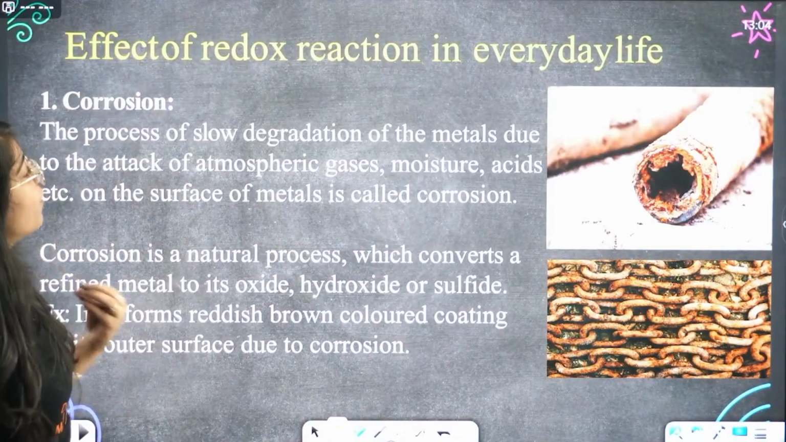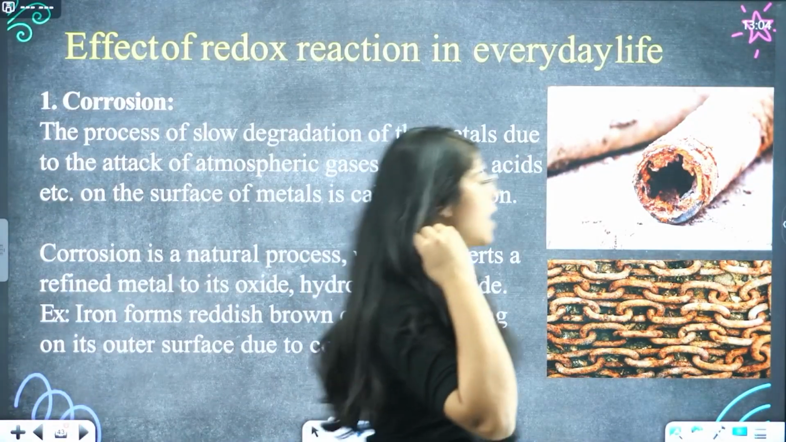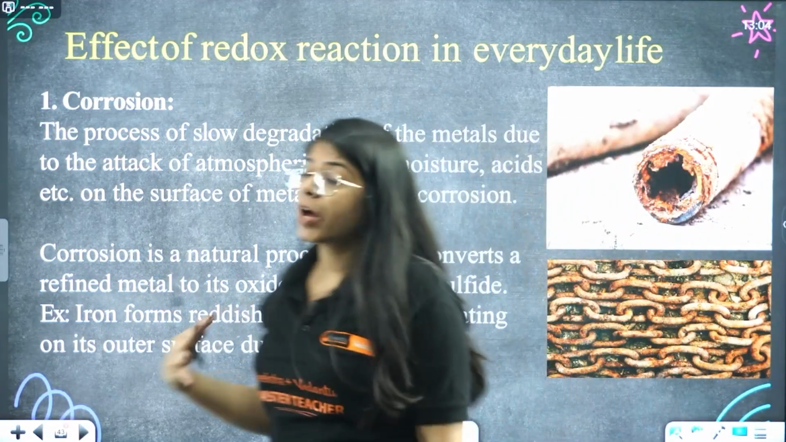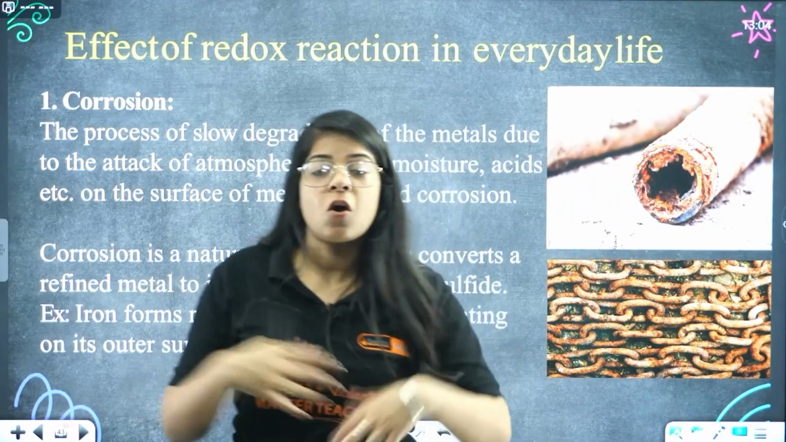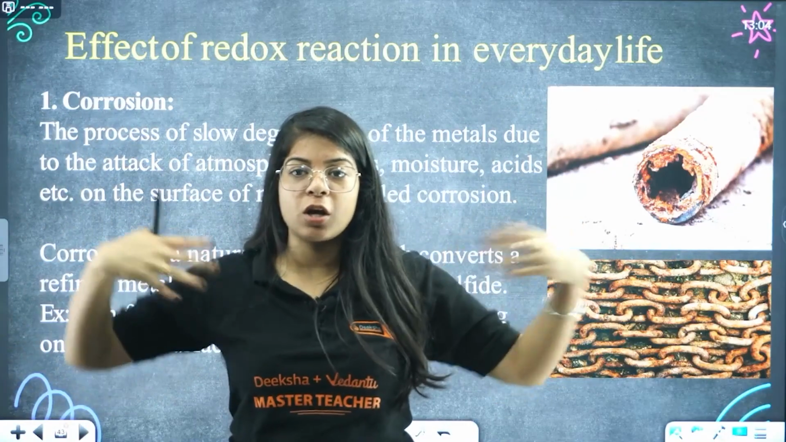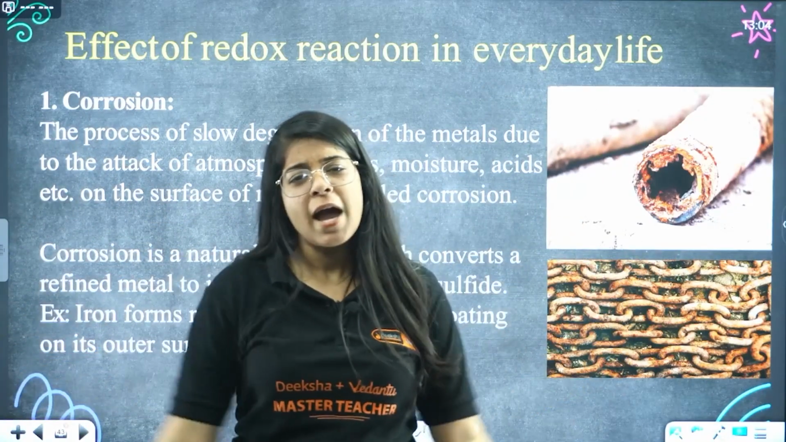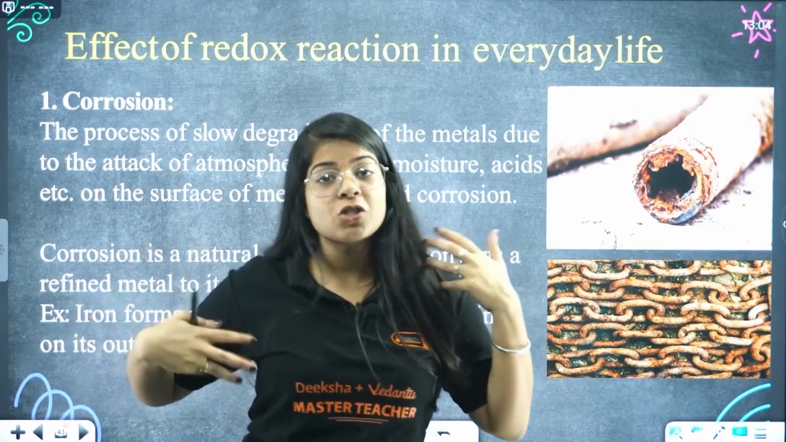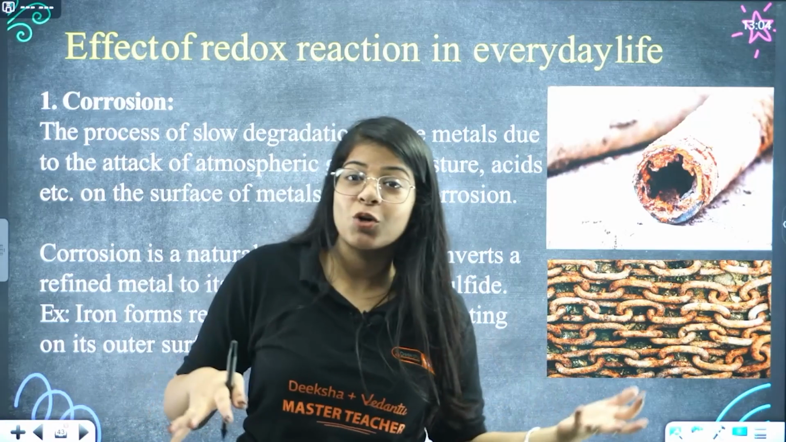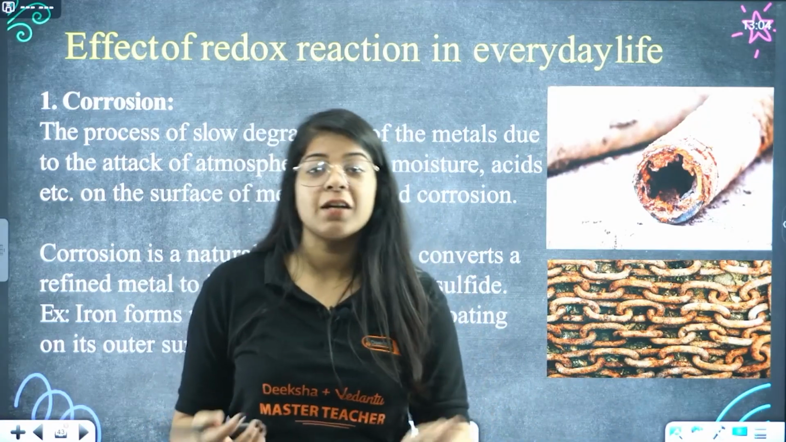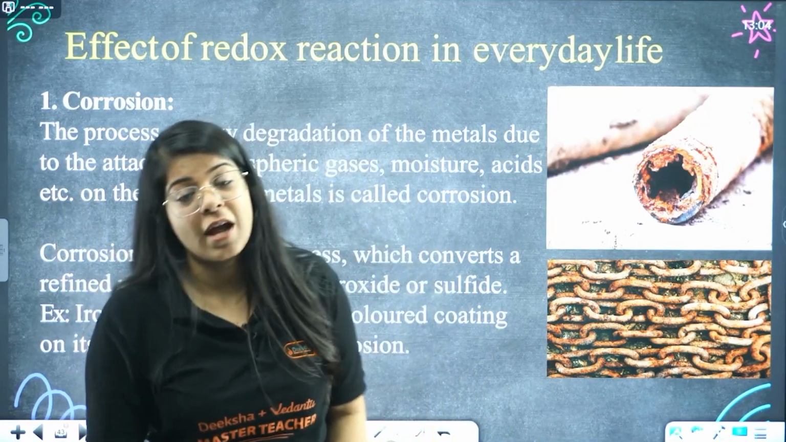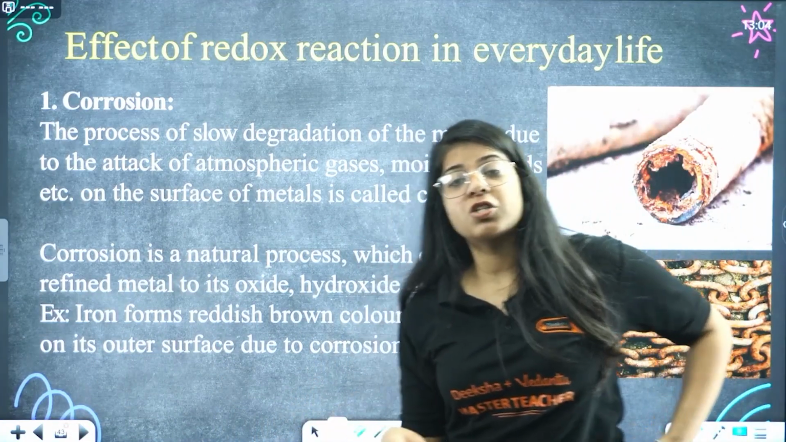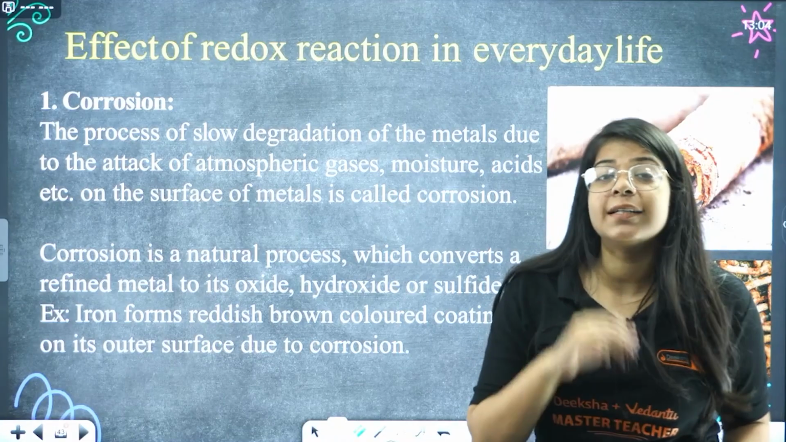Next we have the effect of redox reactions in everyday life. Reduction, oxidation. Why are we studying this? Because see beta, in this environment we have hydrogen, we have oxygen all around us. On my body there are millions of molecules of oxygen right now, and I don't react with oxygen, I breathe it in, right? But inside, oxygen reacts with blood, makes hemoglobin. So oxygen is reacting, oxidation. Hydrogen is also there, hydrogen is reacting, reduction. So there are lots of effects these redox reactions make in our daily life.